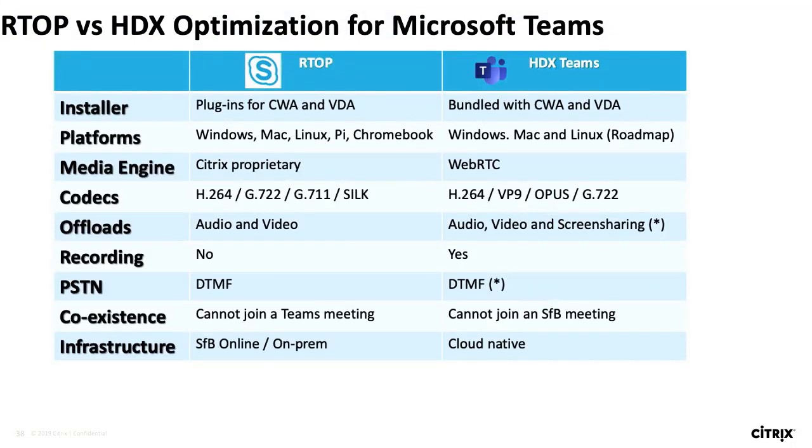A quick comparison between the real-time optimization pack and Microsoft Teams. I guess the most important thing is that we are bundling by default all the code into the Workspace app and the VDA. The media engine used to be proprietary in the RTOP scenario. Now it's based on WebRTC. The codecs are somewhat the same. H.264 continues to be the leading one.